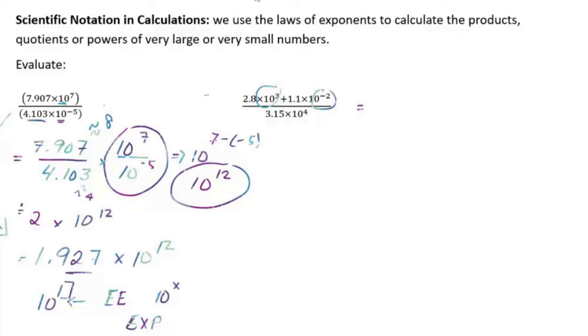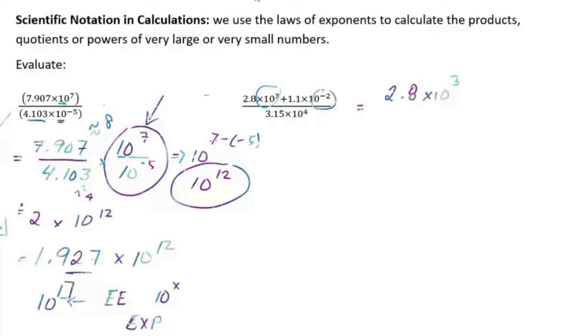The tricks that we played in this first question, where we were able to regroup our fraction into 2 fractions, can't be done with division. So you will have to just punch these numbers into your calculator: 2.8 times 10 to the power of 3 plus 1.1 times 10 to the power of negative 2. If you round that to 2 significant figures or 1 decimal place, you get 2.8 times 10 to the power of 3.